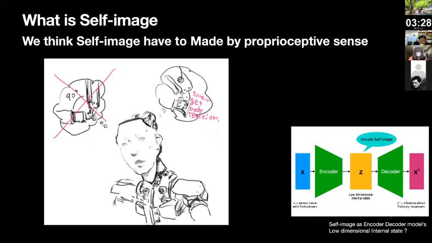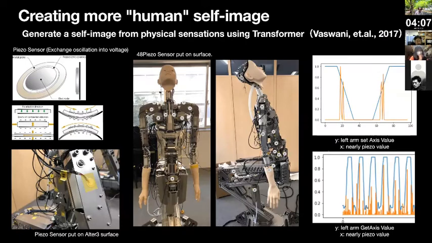Okay, my hand is here, like that. But we think self-image is not generated by vision and axis degree alone. So we want to make a body image from proprioception. This is not an outside world model, just an understanding of the Android's own body model. And we think that a fuzzy self-image looks like an encoder-decoder model's low-dimensional internal state. So we try to create a more human-like self-image.